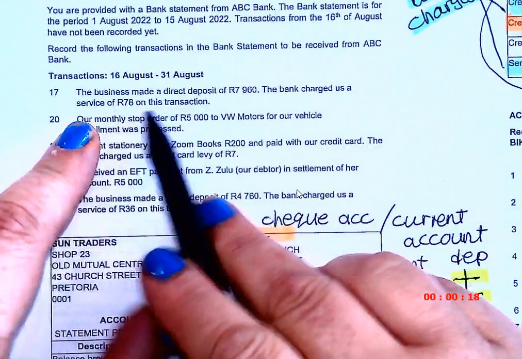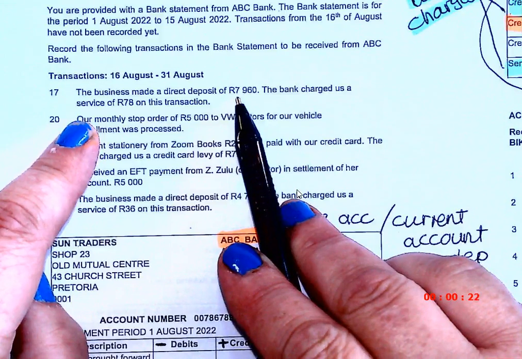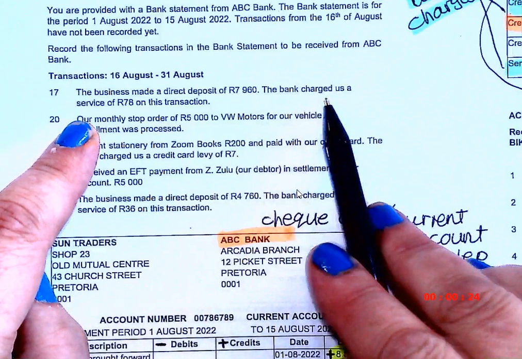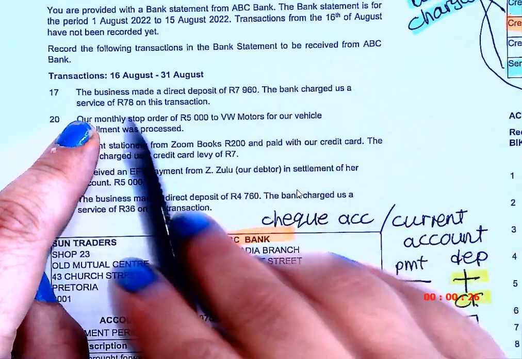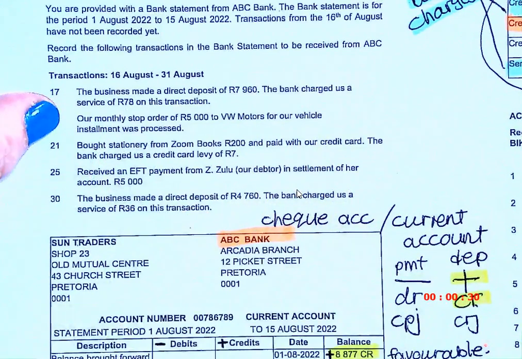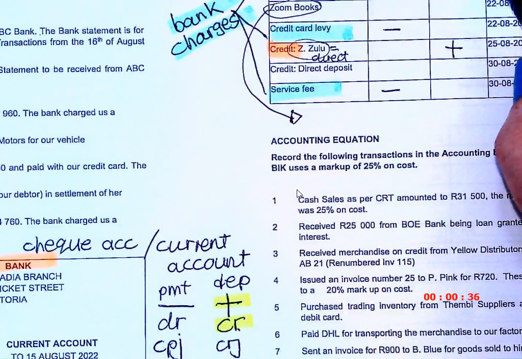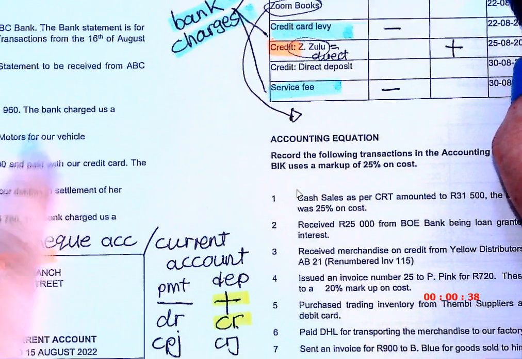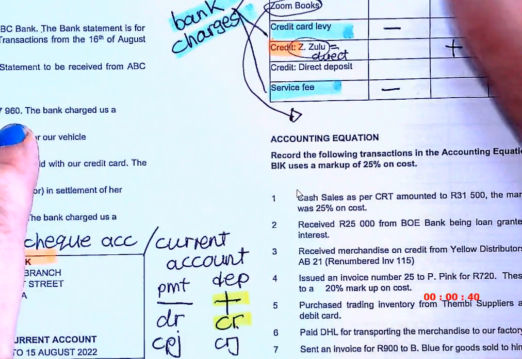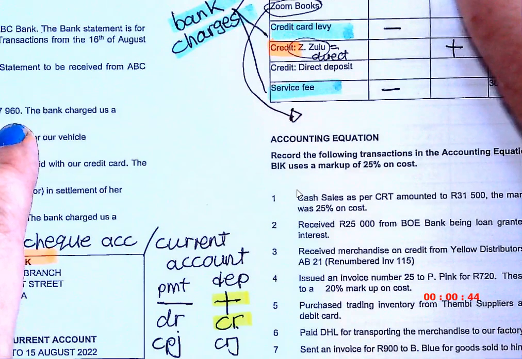The business made a direct deposit. The bank charged us a service fee for this. And that would be on the 17th. Now, how do I know where's the 17th? I look here. You see? So we made a direct deposit of 7960. Yes?